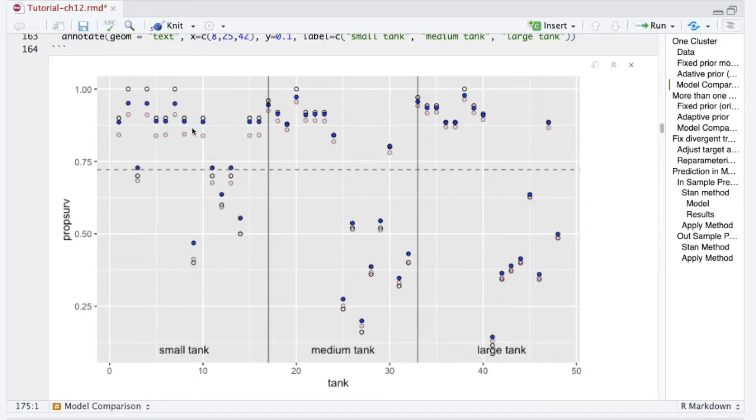Besides, you can notice that all the pink points are lower than the blue points. That's basically because the prior for A in the fixed effect model follows normal(0, 1.5), but in the adaptive effect model, the prior of A is 1.3 and 1.6 for sigma.